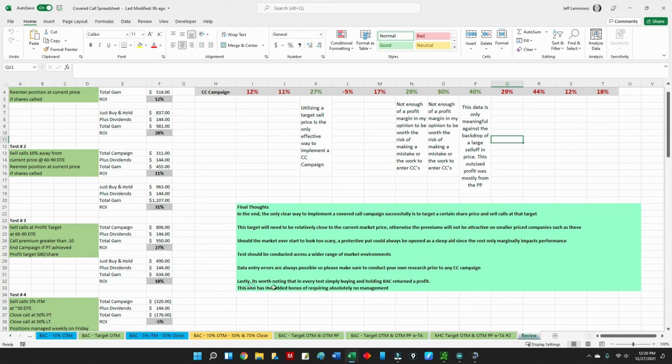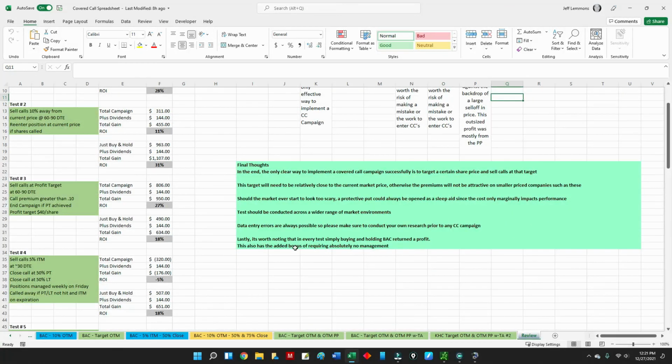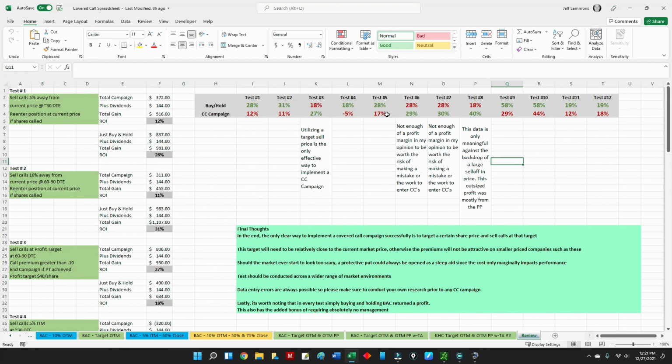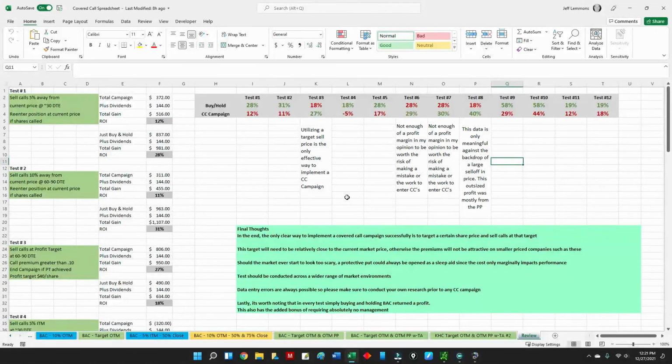And then lastly, it's worth noting that in every test, simply buying and holding returned a profit. You can see buying and holding was profitable every single time, and that requires absolutely no management. So while there are scenarios in which you can return more using the covered call campaign, you have to be very specific and very disciplined in your approach to return more than just buying and holding the shares. So make sure you take that into consideration before you start your next covered call campaign.